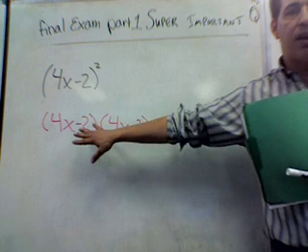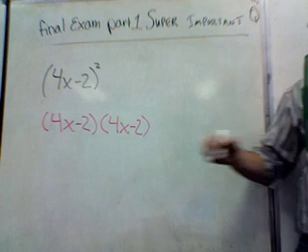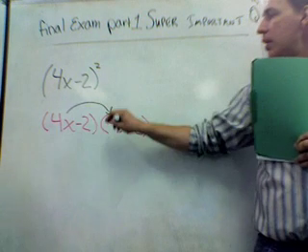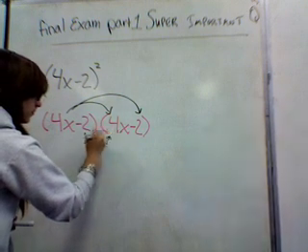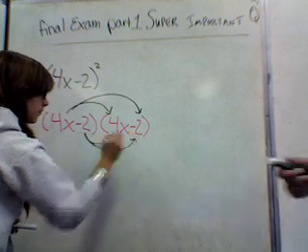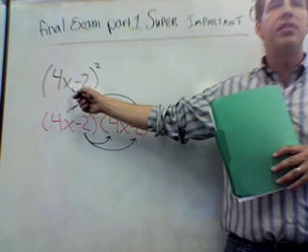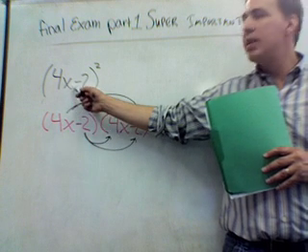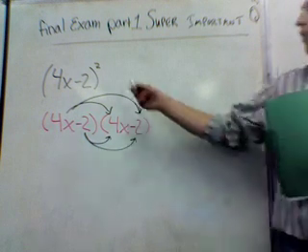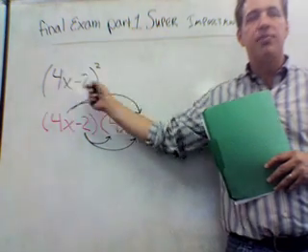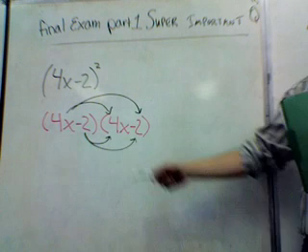Because now you should recognize that that's the FOIL method, right? First, outside, inside, and last. I think you guys are good with that. But for some reason, people have trouble recognizing that that's what this is. When it says this, you write it out like this, okay? The 2 refers to the fact that what's inside here gets multiplied by itself twice. So what's our answer to this?